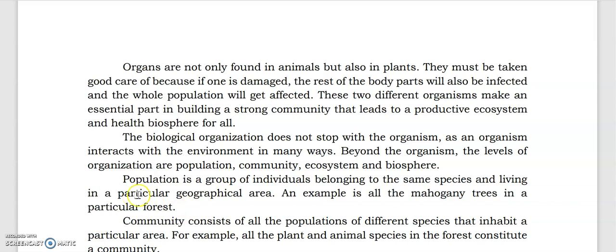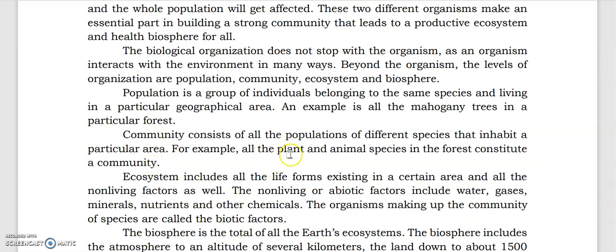So, population is a group of individuals belonging to the same species and living in a particular geographical area. An example is all the mahogany trees in a particular forest. Community consists of all the populations of different species that inhabit a particular area. For example, all the plant and animal species in the forest constitute a community.